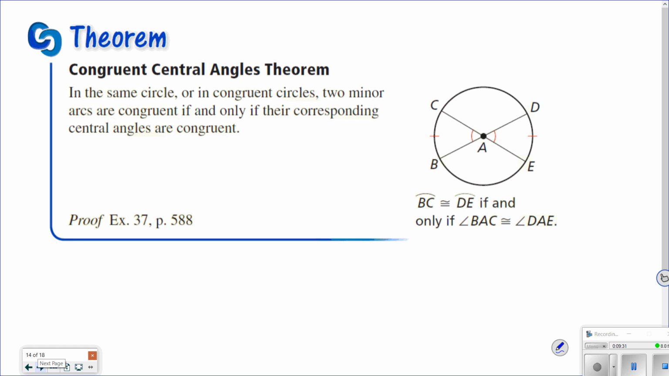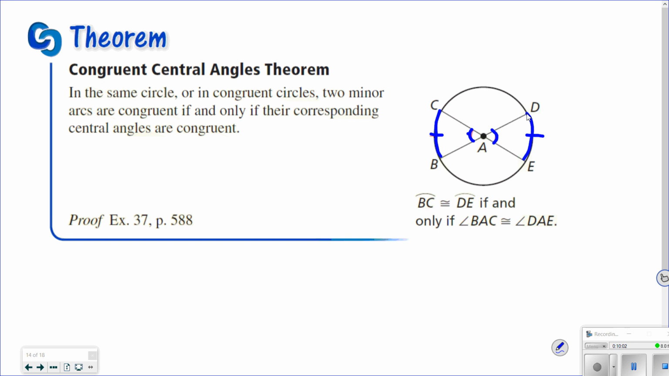Here's your next one. It says congruent central angle theorem. So it says in the same circle or in congruent circles, two minor arcs are congruent if and only if their corresponding central angles are congruent. So what it's saying is, if I have this circle up here, these arcs, arc DE and CV, they can only be congruent if those central angles are congruent. So if those two are the same, that means those arcs are congruent. They have the same length.